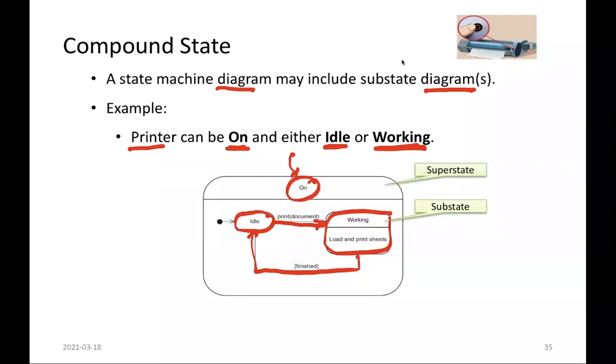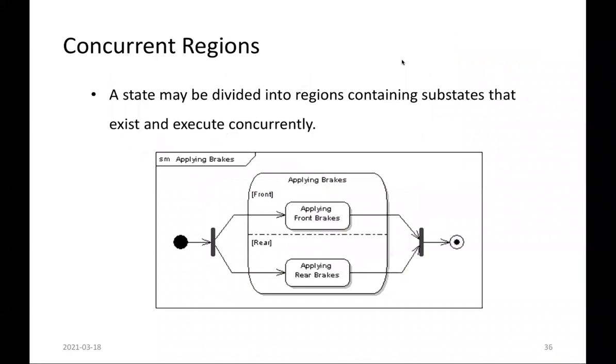Also, within the state machine diagram, we could have concurrent regions. What are the concurrent regions? Concurrent regions happen when a state may be divided into regions containing substates that actually exist and execute concurrently. As you can see in the following state machine diagram that describes a state called applying brakes. Within this applying brakes, we do have two other states that actually execute simultaneously, concurrently at the same time. The first one is applying the front brake and the second is applying the rear brakes.